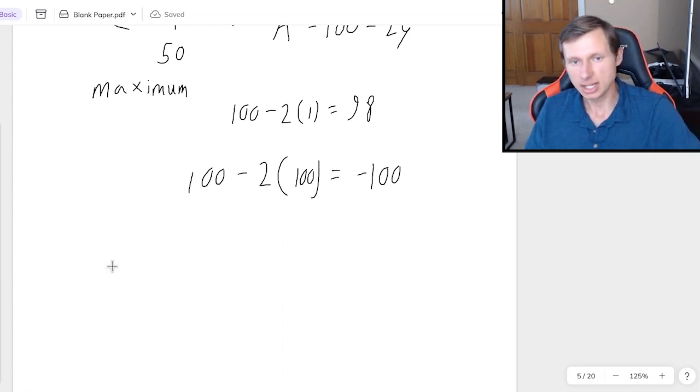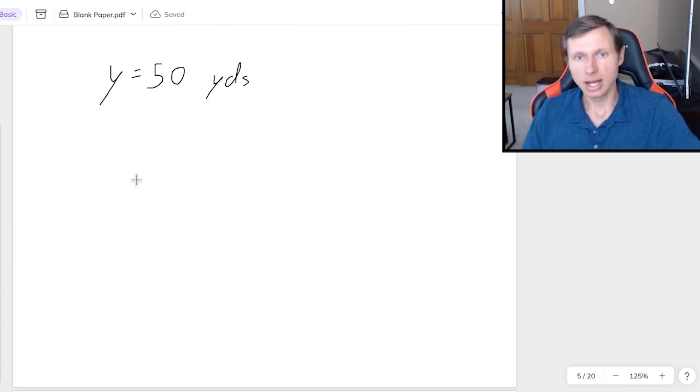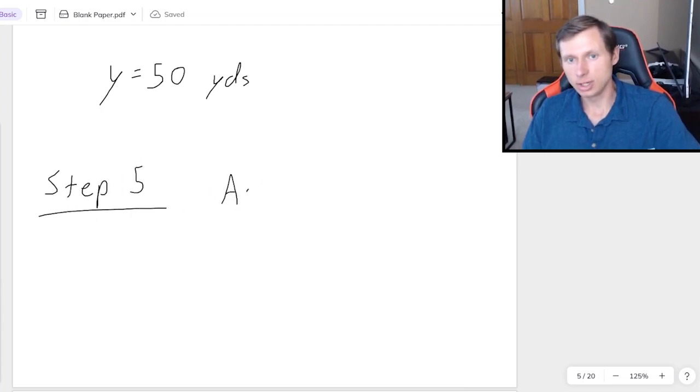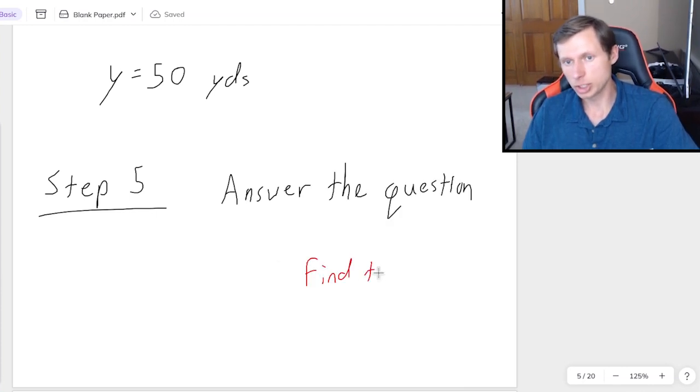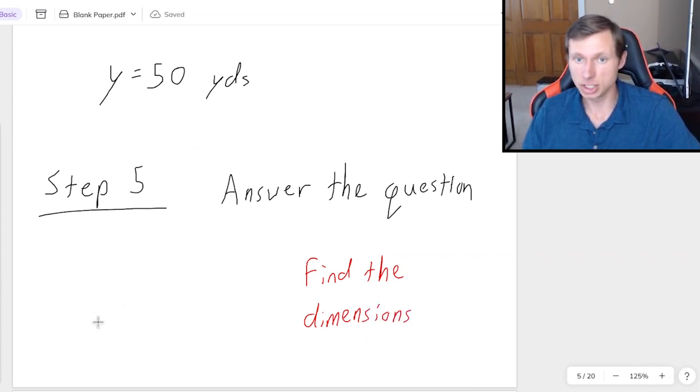And so what that means is that y equals 50, and in this case it was yards. That's going to be the y value. And then finally, step 5, the last step, is to answer the question. If you remember, this question just wanted us to find the dimensions, which means finding x and y. And since we already found y, that means I just need to find x. How do you find x? You have to plug into either the objective or the constraint. Which one do you think? It is the constraint, so if you said constraint, good job.